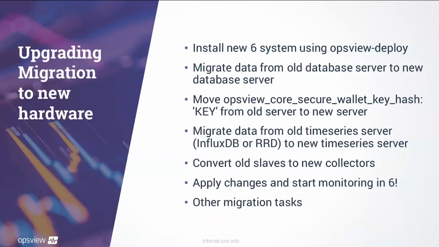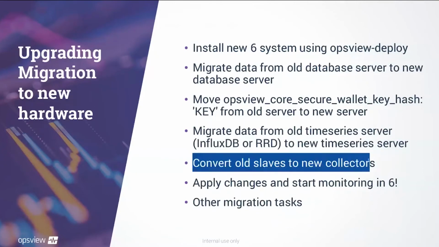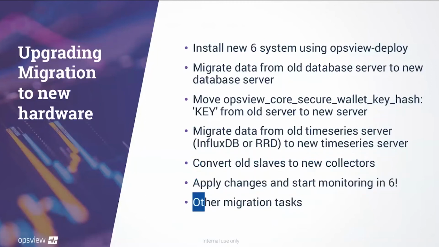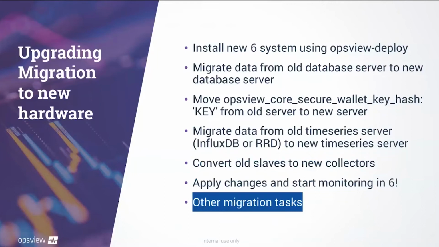And then of course we need to convert old slaves to new collectors, or deploy new hardware and turn those slaves into new collectors. And then after a quick apply changes, assuming everything's gone well, we can start monitoring in 6. And then other migration tasks is a catch-all, which is going to include moving any custom scripts over, moving any custom settings over, and configuring things to get the most out of your collectors.